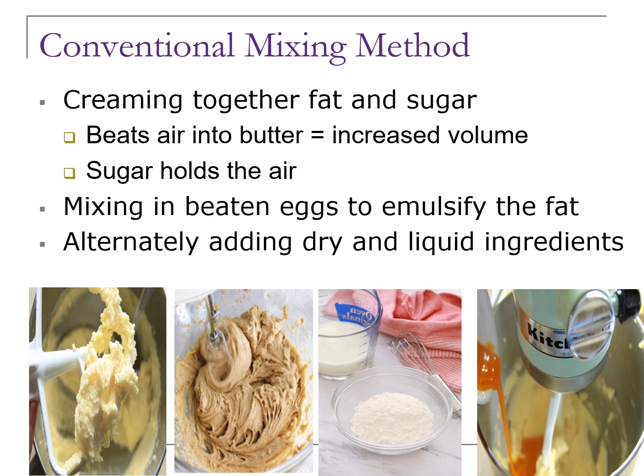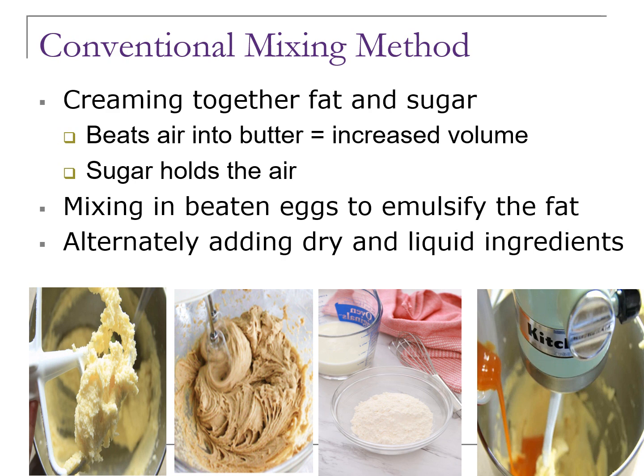So with that overview of ingredients, let's move now into the mixing of those ingredients. The conventional mixing method is most commonly used for cookies and cakes. This method starts with the creaming together of the fat and the sugar. And to cream, you essentially just mix together the fat and the sugar until the mixture is light and fluffy. During the creaming process, air is incorporated into the butter, and then the sugar holds that air in place.